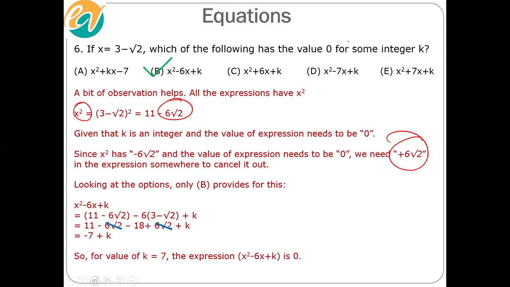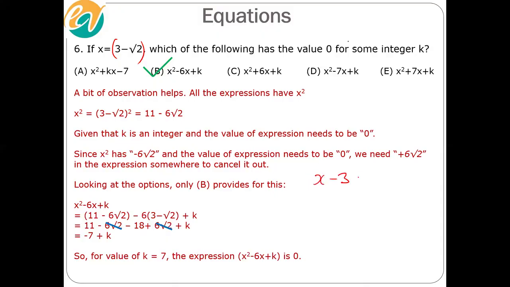Another way is a very smart way that Chatrika has done. Chatrika, can you guide us? What was your approach? I took the 3 to the other side and then squared both sides. Very nice. What she did was that since we have x equal to 3 minus root 2, and as we discussed, in these kinds of equations you should be isolating the square root on one side and all the other values on the other side.